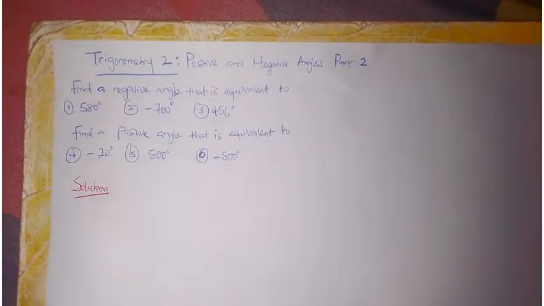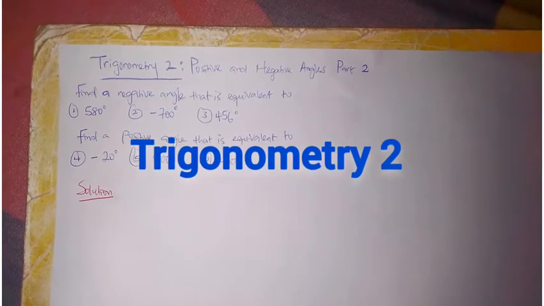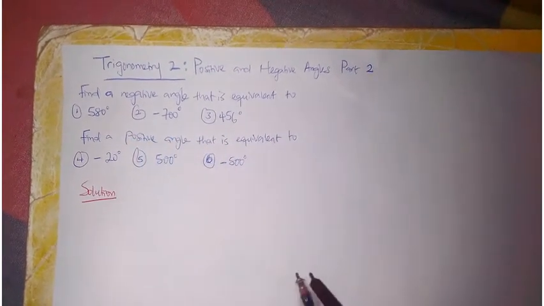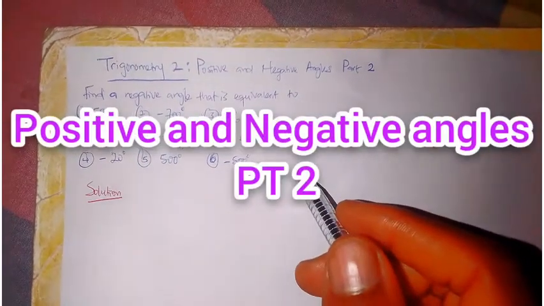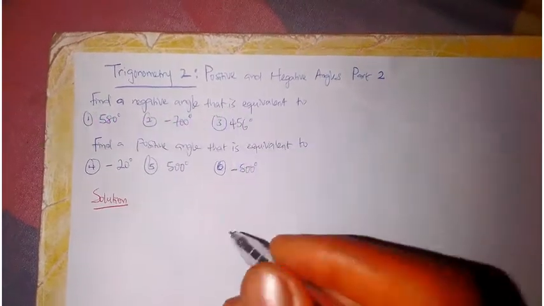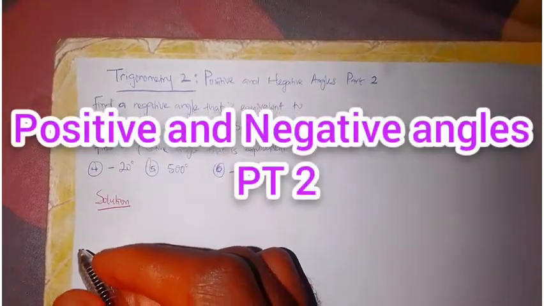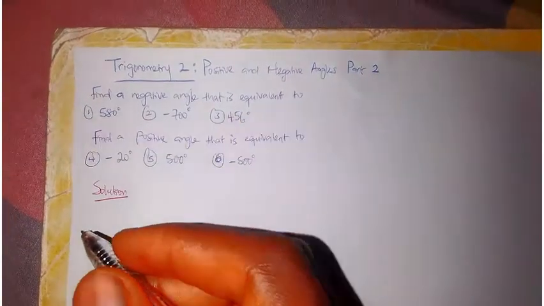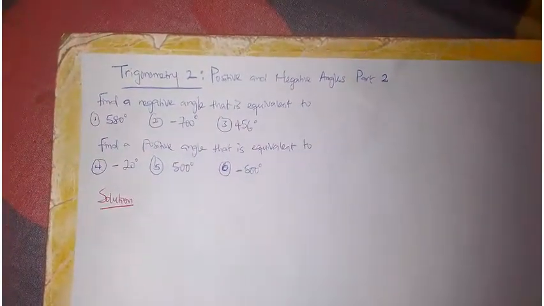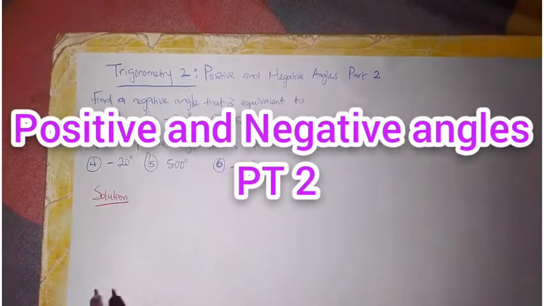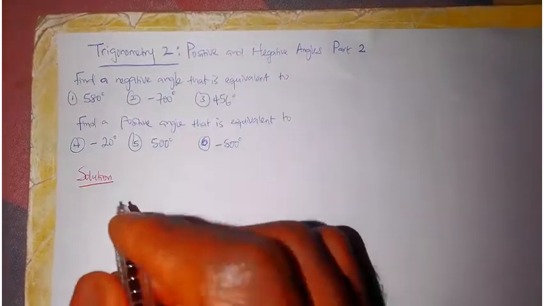In today's class, we'll be looking at trigonometry 2, under which we'll be looking at positive and negative angles, part 2. In our first class, we looked at the first part of positive and negative angles, and for this session, we'll be looking at the second part.